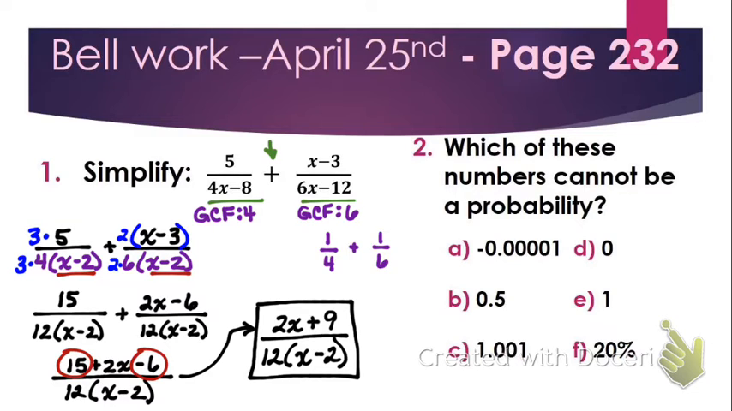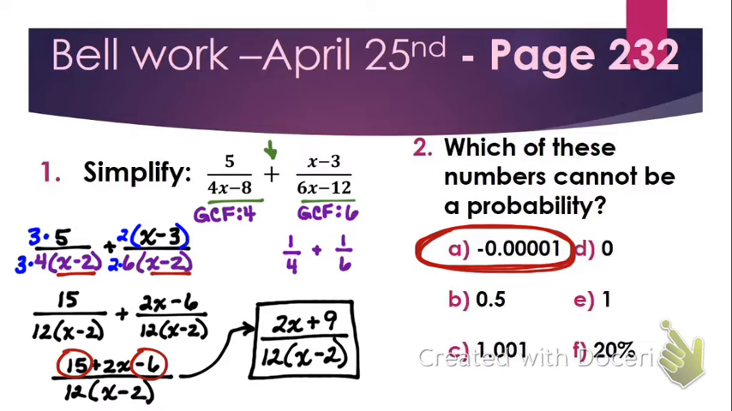All right, let's look at number 2. Which of these numbers cannot be probabilities? Anybody have a guess for me? A cannot be. That is correct. You cannot have negative probabilities. You would never wake up in the morning and they said there's a negative anything % chance of rain today.